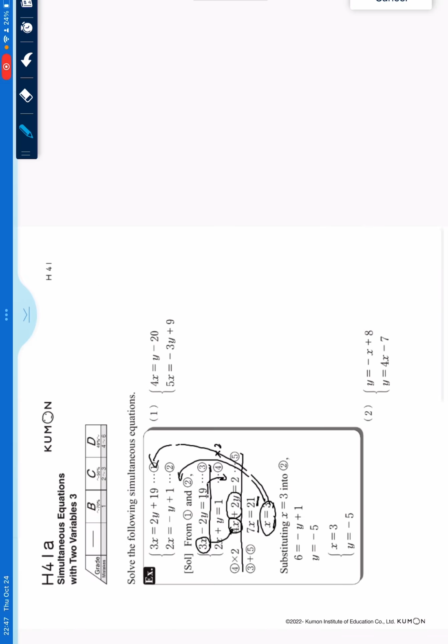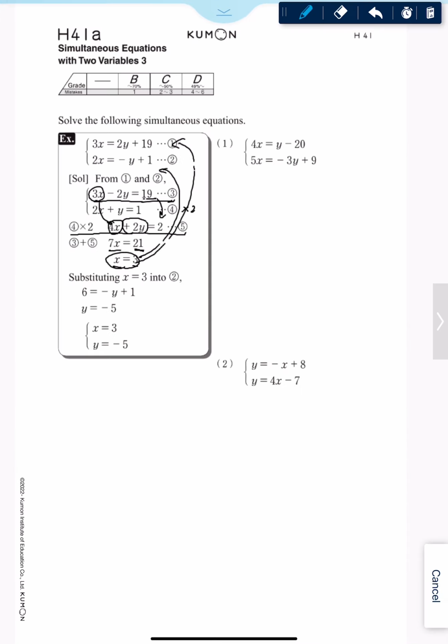Let's do one exercise over here to see if we understand the instruction here. Let's do question number 2. Okay, so we have question number 2. I have equation number 1 and equation number 2. So the simplest way for me to do this, again, is transposing x from the right side to the left side. So I can do y plus x is equal to 8 as my equation number 3, and I can do y minus 4x equal to negative 7 as my equation number 4.